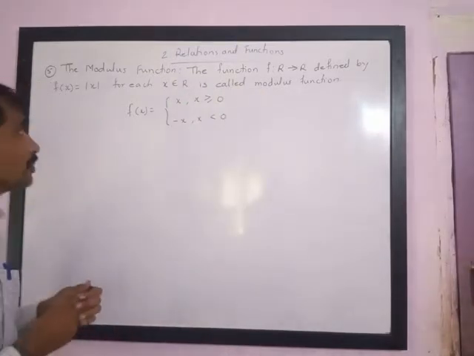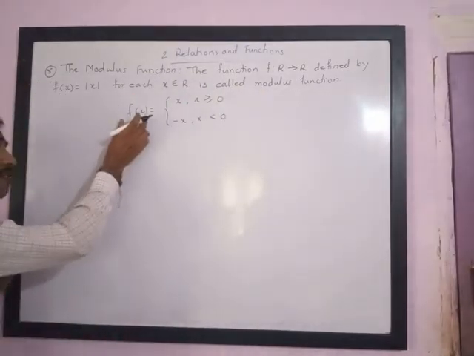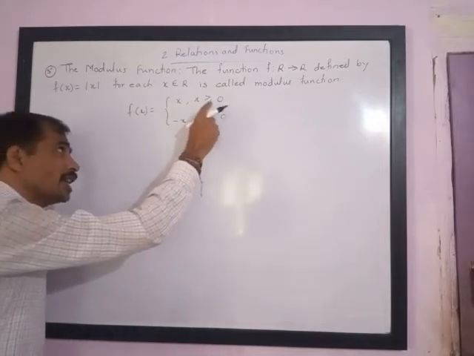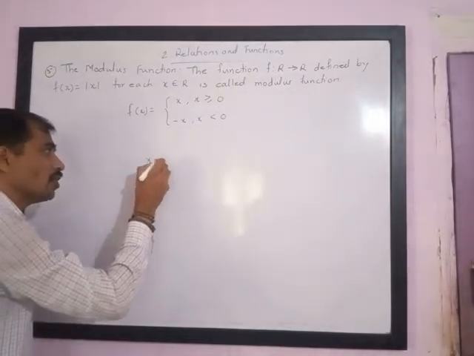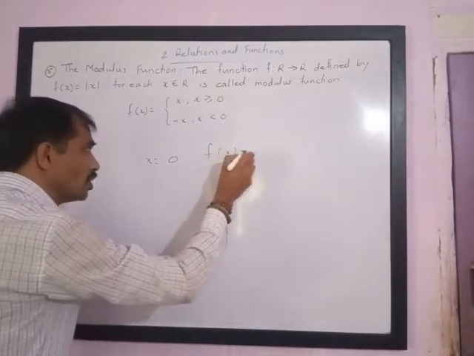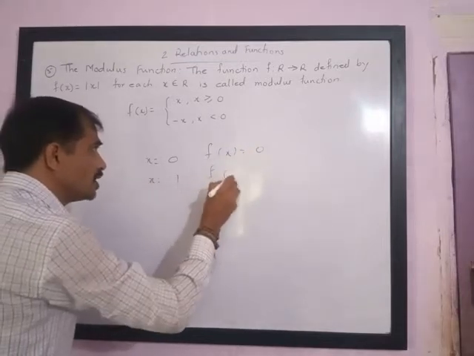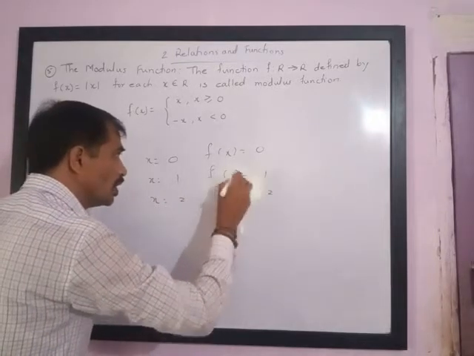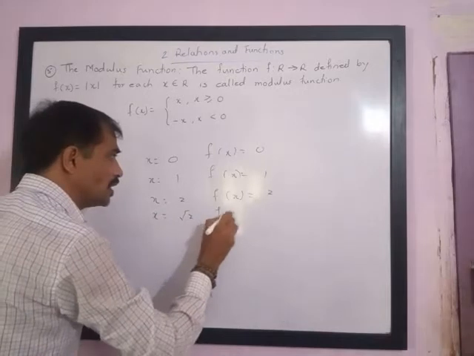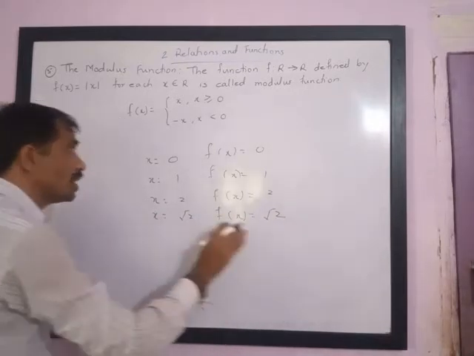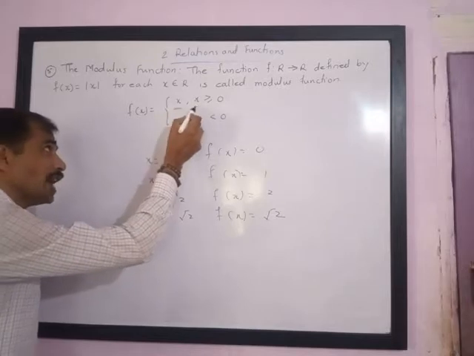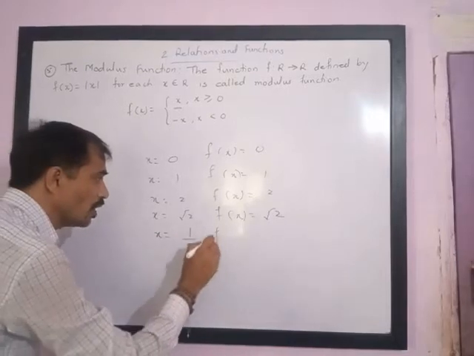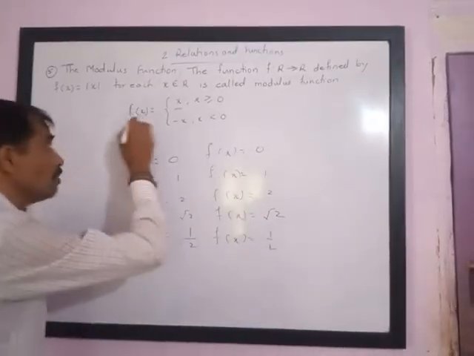What does that mean? Here it is defined like this. f of x is equal to x if x is greater than or equal to 0. If x is equal to 0, then f of x is equal to 0. If x is equal to 1, f of x is equal to 1. If x is equal to 2, f of x is also 2. If x is equal to root 2, f of x is also root 2. Please try to understand here. If x is equal to half, then also f of x is equal to half. This is what the first part of the definition means.